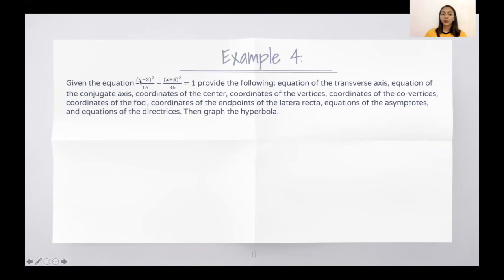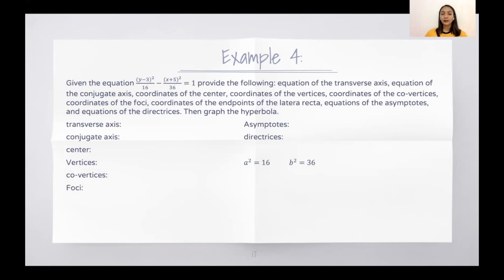Given the equation, the quantity y minus 3 squared all over 16 minus the quantity x plus 5 squared all over 36 is equal to 1. Provide the following: the equation of the transverse axis, equation of the conjugate axis, coordinates of the center, vertices, co-vertices, foci, coordinates of the endpoints of the lateral recta, and equations of the asymptotes and directrices. We all know that this is an example of a vertical transverse axis, and a squared is equal to 16, and b squared is equal to 36.